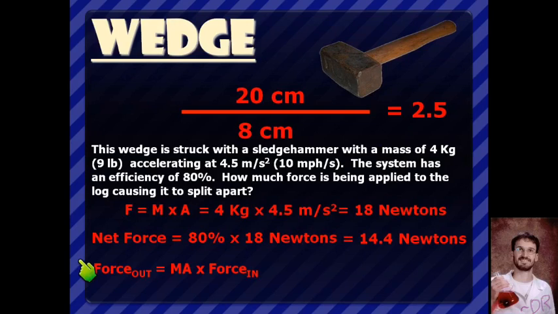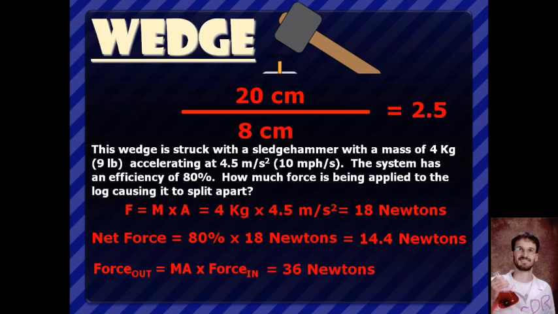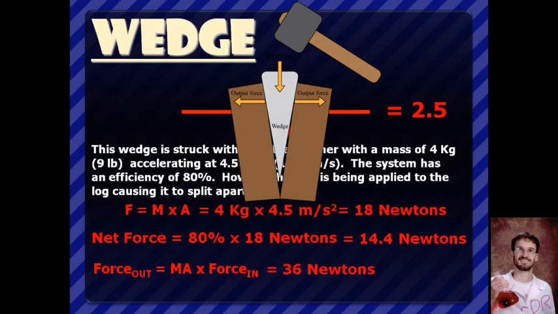Well, if the force out of the machine is equal to the force in times the mechanical advantage, because remember the mechanical advantage is how many times you multiply this, so this times your force multiplier would give you how much force you're getting out of the machine. So now we just plug it in. If our mechanical advantage is 2.5, and we have 14.4 newtons of force going in after we've accounted for the loss due to efficiency, that means the amount of force that is coming out of that wedge is 36 newtons.